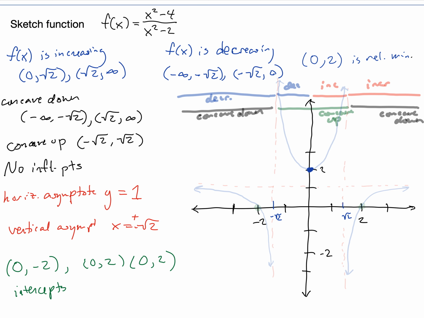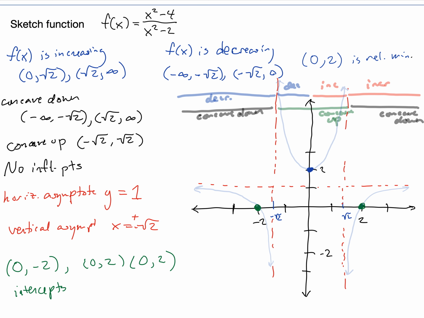We know we've got asymptotes, so let's plot those. We've got a horizontal asymptote, y equals 1. And we've got vertical asymptotes at plus and minus the square root of 2, which match with the points at which the function changes concavity. Okay, we've also got some intercepts. (0, 2) was already included, but we've also got the x-intercepts: the point (-2, 0) and the point (2, 0).